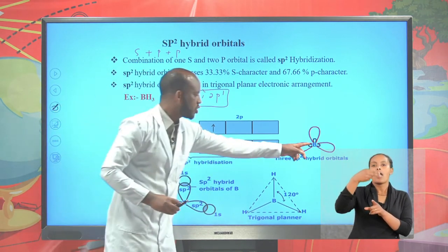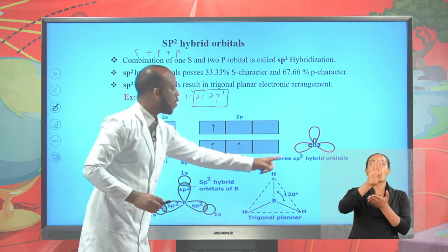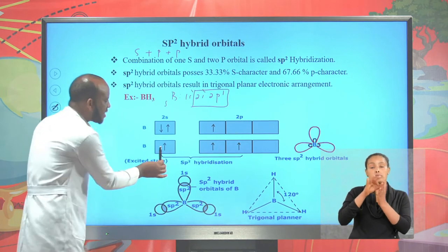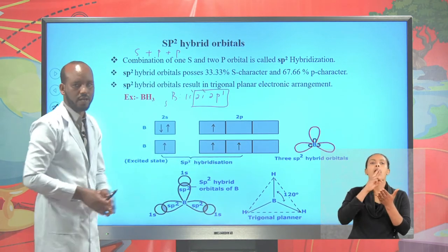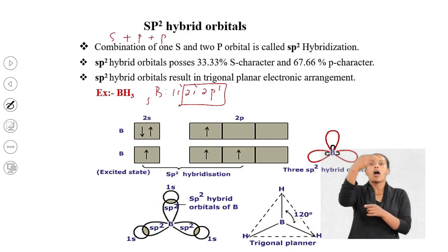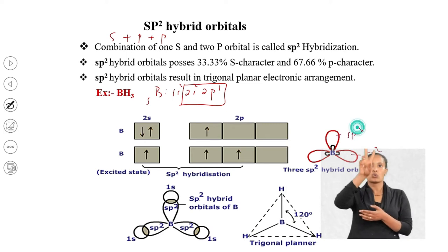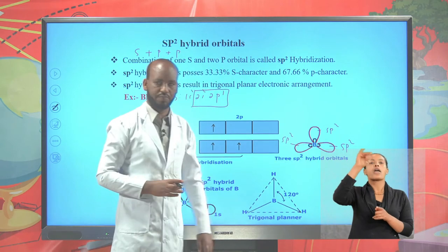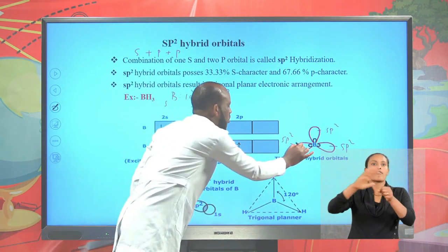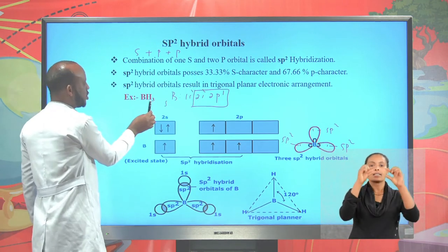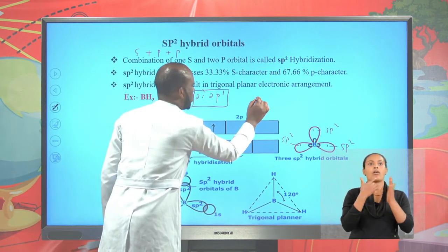orbitals. Boron is the central atom. Now, the number of hybrid orbitals equals the number of atomic orbitals mixed. Three atomic orbitals are hybridized, mixed, to form three hybrid orbitals. sp2, sp2, sp2. Each hybrid orbital is half-filled, has one electron.